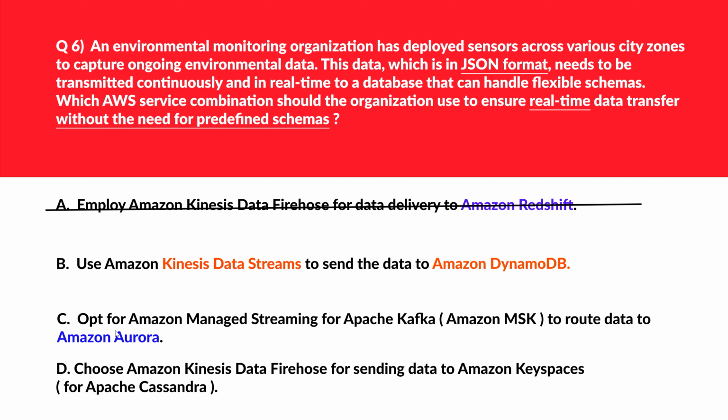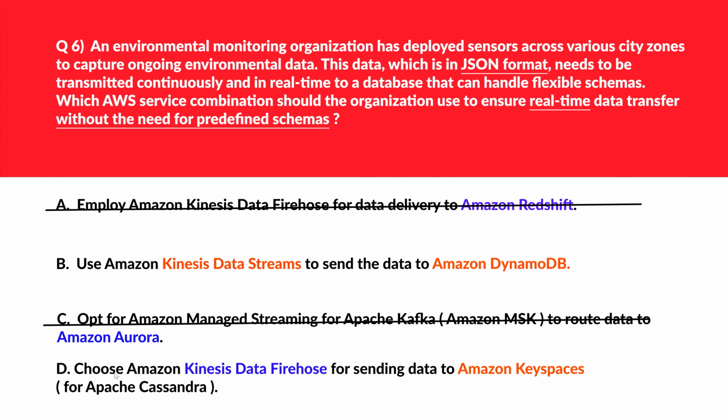Let's move to option C. C says opt for Amazon Managed Streaming for Apache Kafka, also known as Amazon MSK, to route data to Amazon Aurora. Aurora is a relational database that also requires predefined schemas for data storage. So since Aurora requires schemas, we will eliminate this just like Redshift.